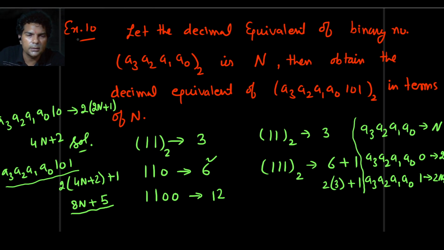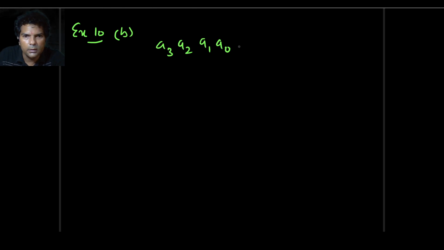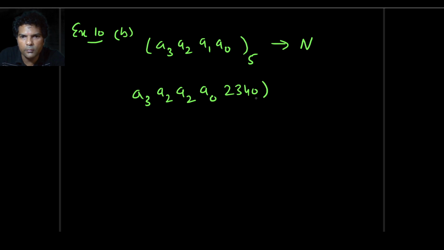Similarly, we can also do another question. Let's say this is example number 10, A part. Now example number 10, B part. A3, A2, A1, A0 in base 5 is given and it is represented by capital N. So what is the representation of A3, A2, A1, A0, 2, 3, 4, 0, base 5 in terms of N?